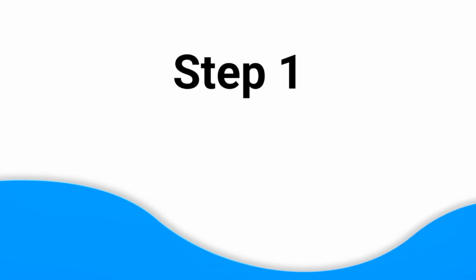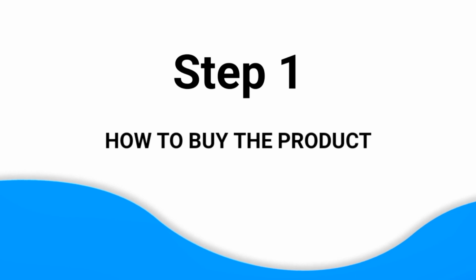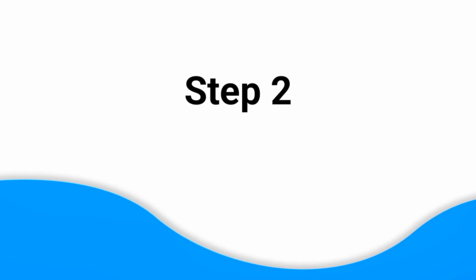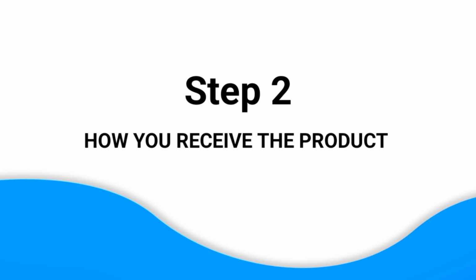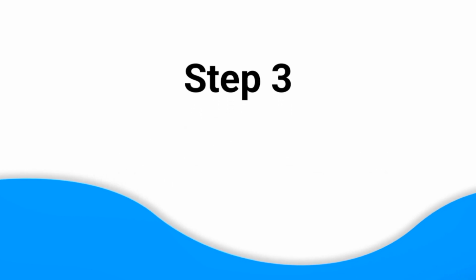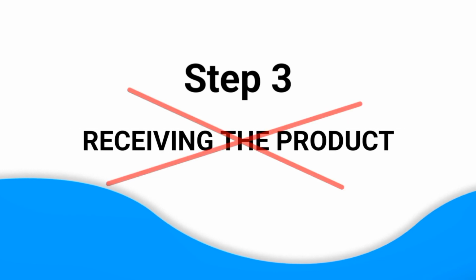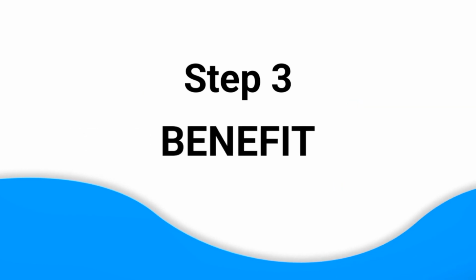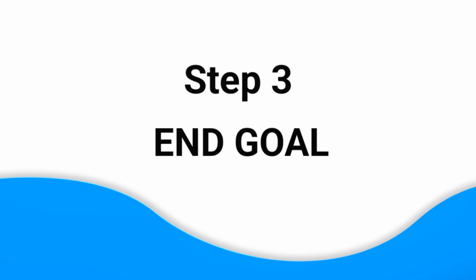So we say step 1, step 2, step 3. Step 1 is typically how you buy the product, whether that's physical or digital. Step 2 is how you actually receive that product, whether it's a download or it's actually sent to you in the post. And step 3, most importantly, is not receiving the product, but it's actually the outcome, the benefit, the end goal for the consumer.